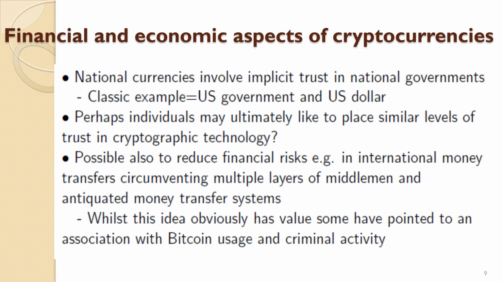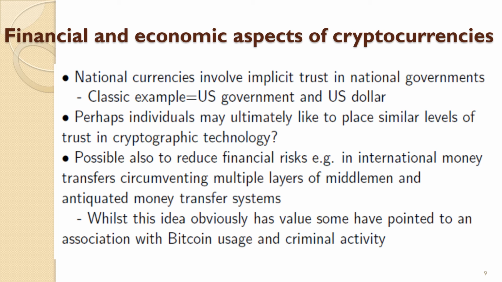So remember, the whole point about blockchain is to try and establish trust in a potentially trustless environment. Think back to the Byzantine generals problem. Now, in terms of the financial and economic aspects of cryptocurrencies, national currencies like the US dollar or UK pound sterling involve a lot of implicit trust in national governments and national institutions. And indeed, the classic example here for finance would be the US government and US dollar, reflecting that much of modern finance is inevitably US-centric. Now, perhaps individuals may ultimately like to place similar levels of trust in cryptographic technology, and this sort of blockchain way of establishing trust in a potentially trustless environment.